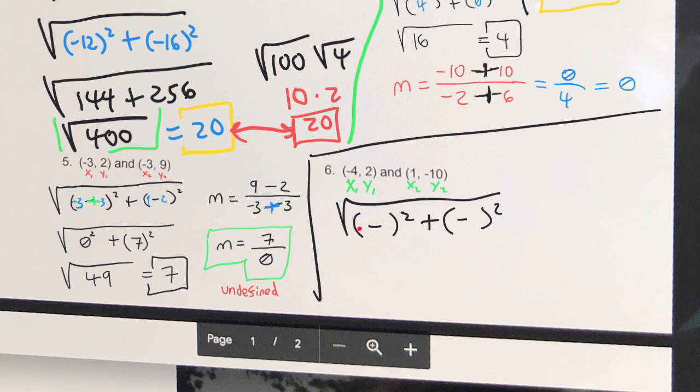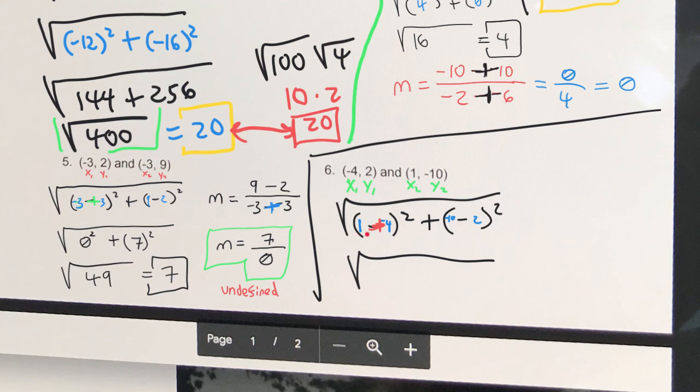So remember, that's x2 minus x1. So that is going to be 1 minus negative 4. And then in the other parentheses, it's going to be y2 minus y1. So that will be negative 10 minus 2. So then over here, it's going to be a double negative. So let's turn that into a plus symbol right now. It's a big plus symbol in there.